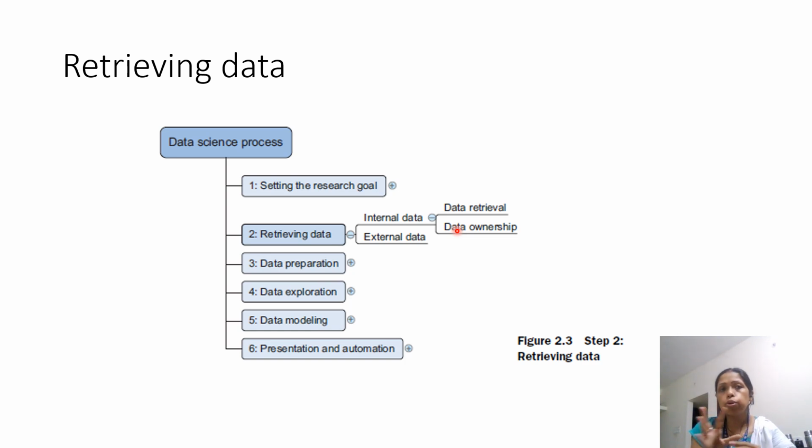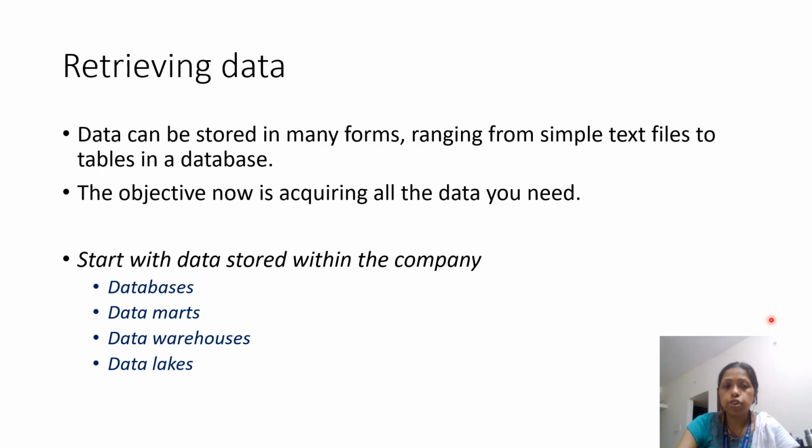External data means, on websites you can also get some external data which are freely available or public. For that no ownership is required, right? And what are the types of the data? Based on that you have to clean the data also, right? So what are the types of data?